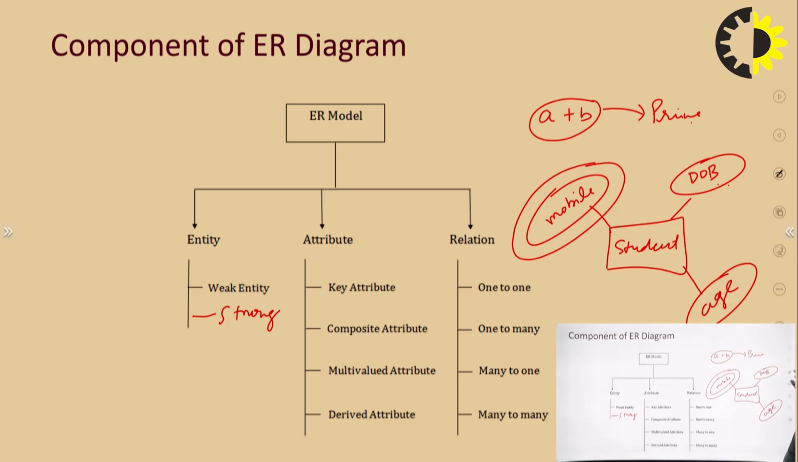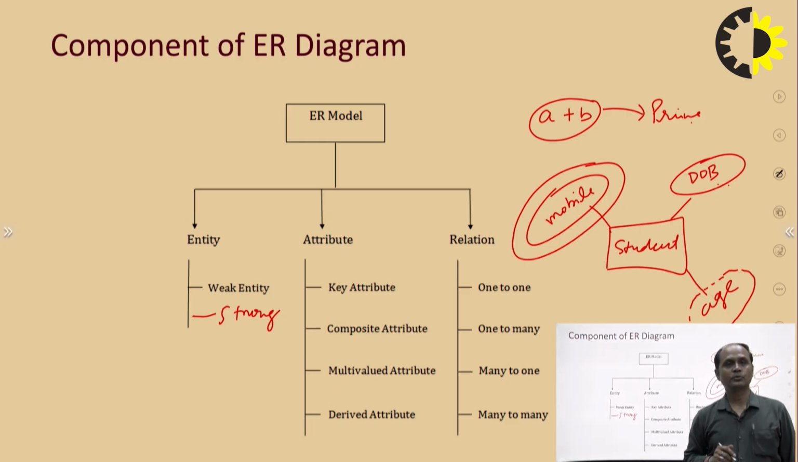How can it be drawn? We can draw it like this, with dotted lines in this oval. So it is called a derived attribute. Suppose we have an attribute that is circled by dotted lines, then the dotted lines show that the particular attribute is a derived attribute. So these are the four attributes that can be discussed in a particular ER diagram.